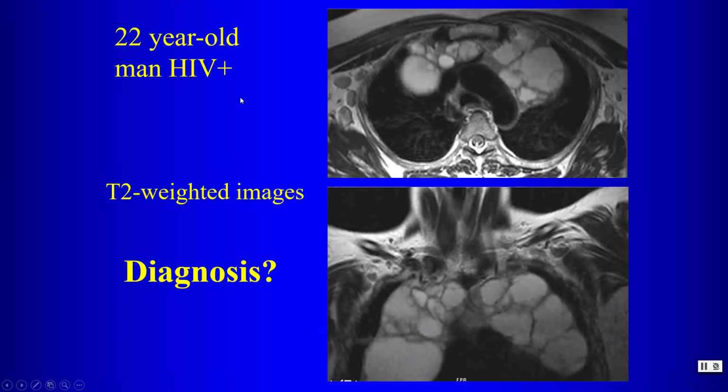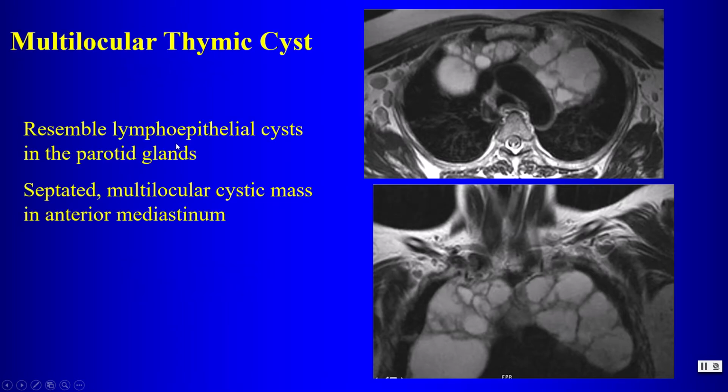Now, if I tell you this is a 22-year-old man who is HIV positive, and we're looking at some MR images, we notice these large cystic lesions throughout the anterior mediastinum. So what might this represent? Well, these are occurring within the thymic gland. This is a multilocular thymic cyst. So this is something else that might occur in patients who are HIV positive.